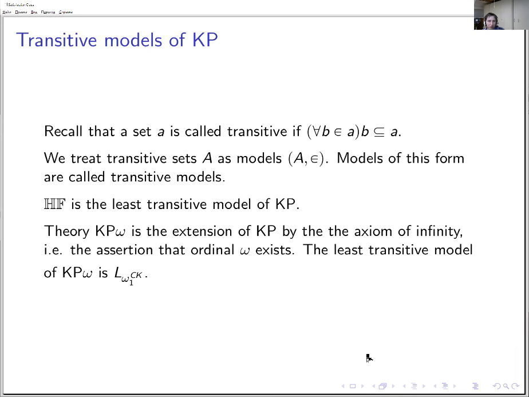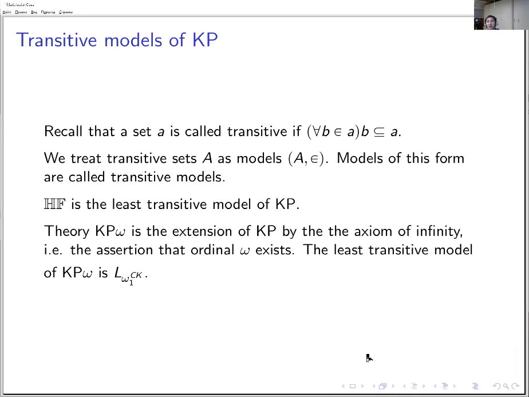So as usual, transitive models are simply transitive sets that are considered to be models in the signature with the membership predicate. So HF is of course the least transitive model of KP. Now it's very boring. The first interesting thing happens if we go beyond HF.